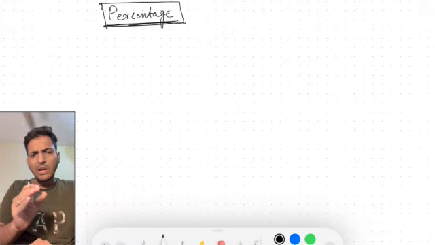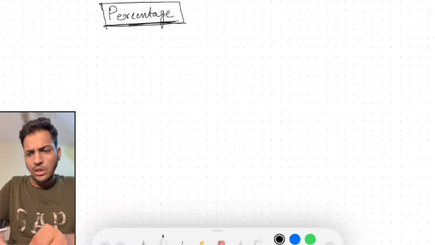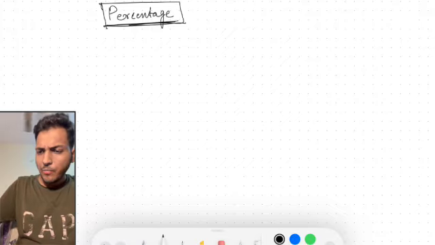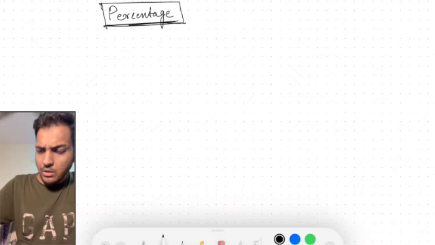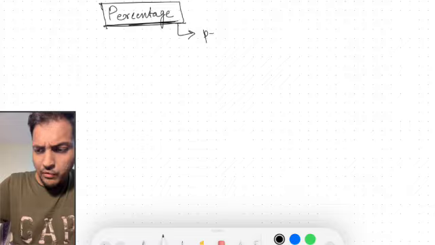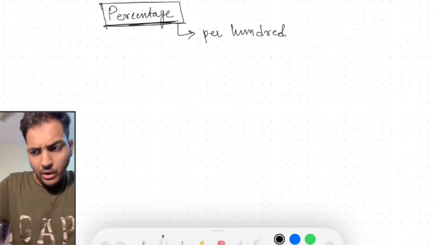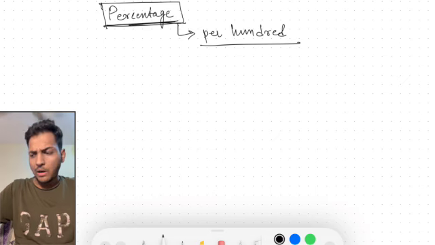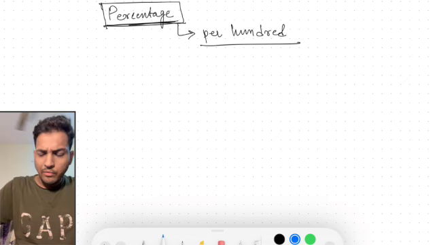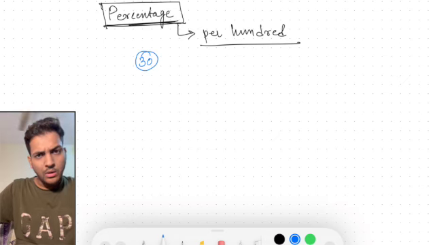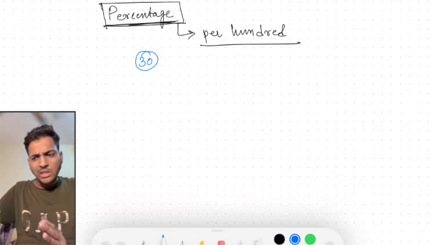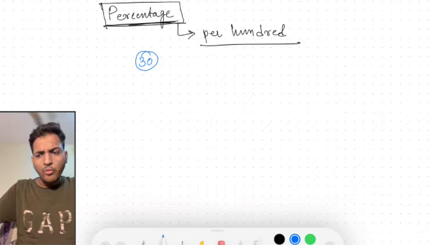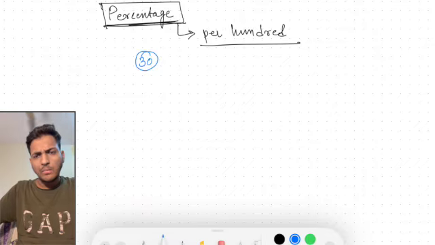See, basically we understand the meaning of percentage. If you go for the literal meaning, percentage means per 100. So percentage is nothing but per 100. Suppose you have a number 30 out of... now this concept will come, percentage is nothing but another form of fraction. Percentage comes from fraction.